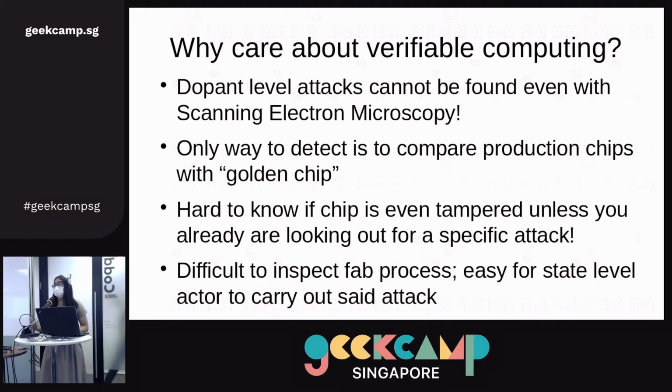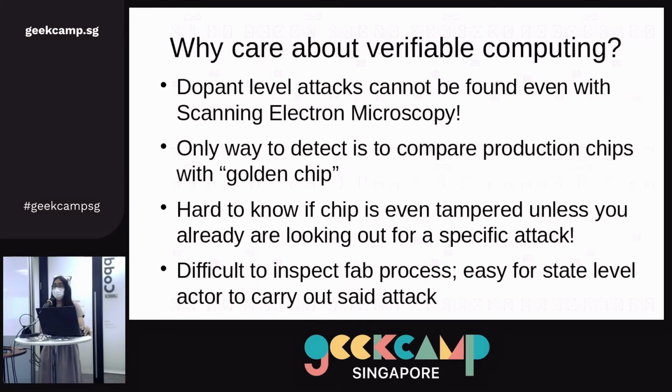Because it's very difficult to inspect the fab process, right? Fab processes are very closed off. A lot of them use proprietary process tooling, process equipment, things like that. And so it's very difficult to actually inspect. And as I said, it's hard to know that a chip is even tampered with unless you really have a sense of something. You're looking for it and you're building tests for it.